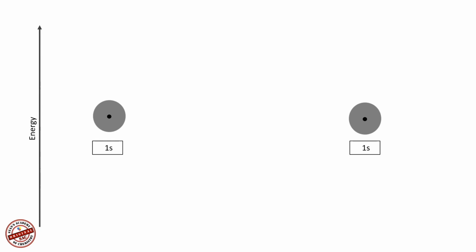If there is an orbital overlap, this is how it may look. The first possibility is for the bonding molecular orbital to occur. There will be an increase in electron density between the two nuclei. There will be a lowering in energy for the molecular orbital in comparison to the 1s orbitals. And we use the notation sigma 1s to represent the molecular orbital energy level.